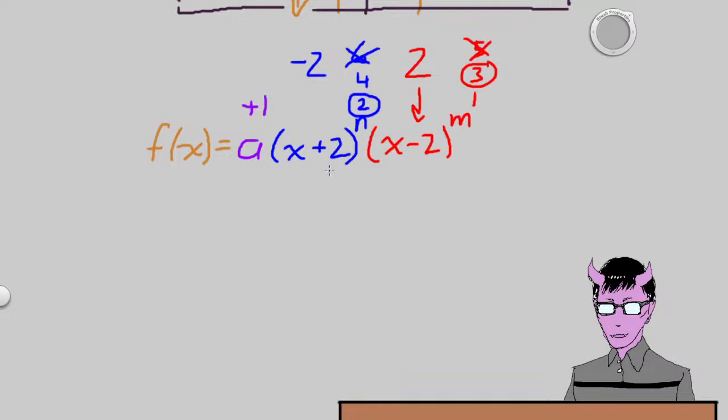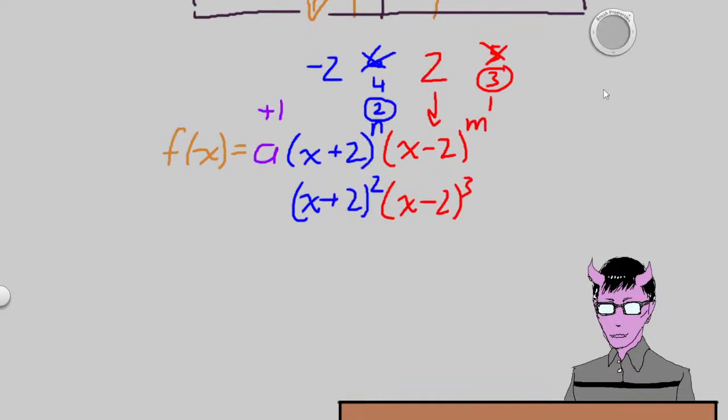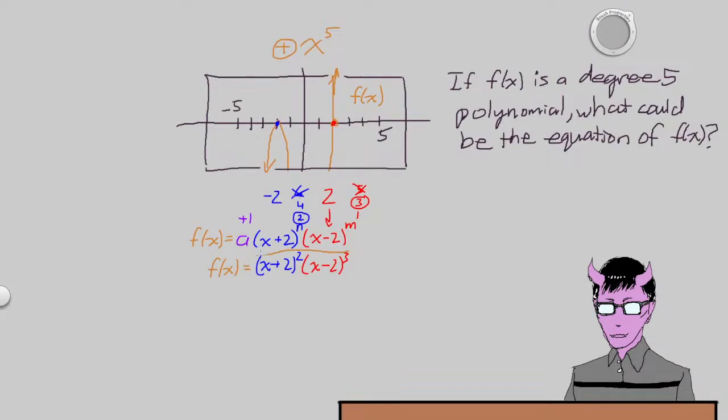We're picking exponent 2, so we have x plus 2 to the power of 2. And then for the red one, we'll pick exponent 3. A value, I'm just going to leave as invisible positive 1, and then we just declare f of x. Alright, that's it. That's one potential answer for this particular situation.